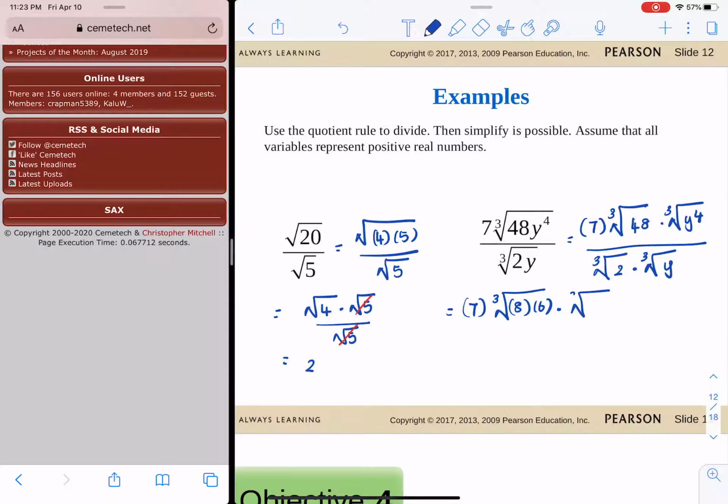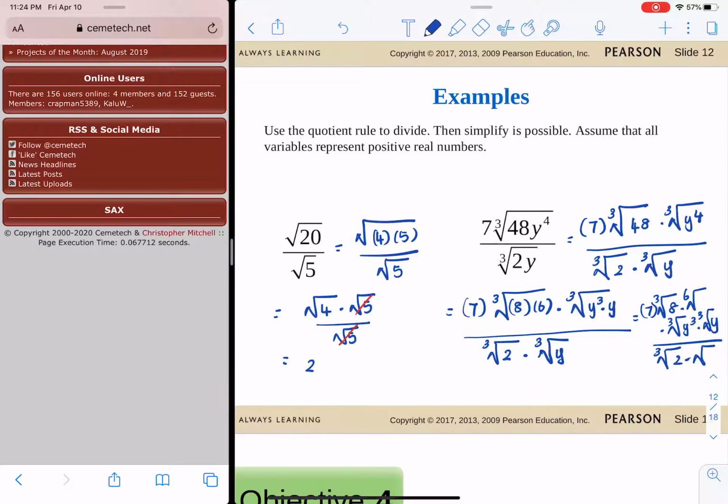Is it possible to write y raised to 4 in terms of a perfect cube? I can if I write it as y cubed times y. There is nothing I could do about the cube root of 2. I'm going to keep that as is. And I have the cube root of y. So split the root in the numerator. 7 times the cube root of 8 times the cube root of 6 times the cube root of y cubed times the cube root of y, divided by the cube root of 2 multiplied by the cube root of y.